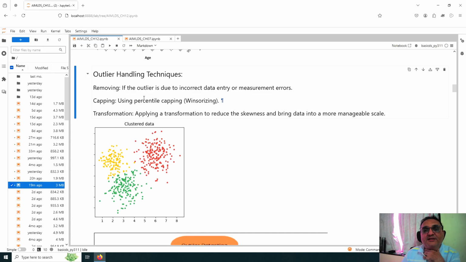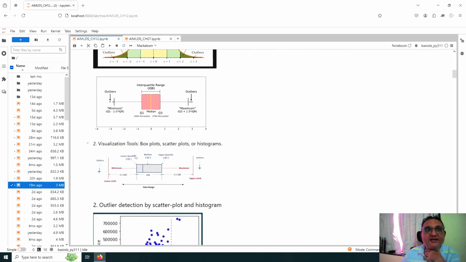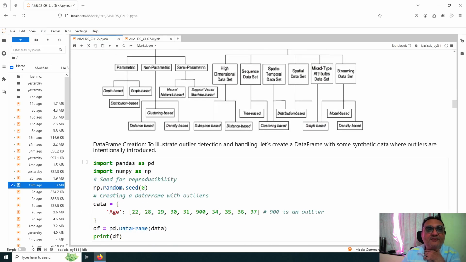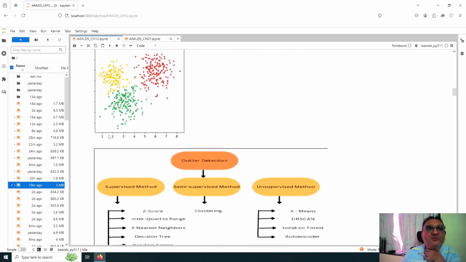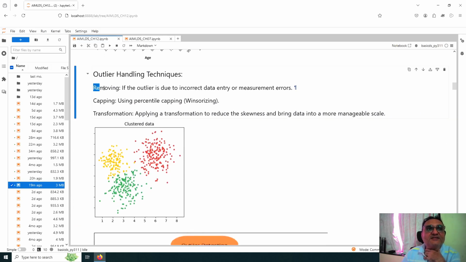In the previous lecture we covered outlier detection and found some techniques for it. Now we want to look at what to do if outliers are found. For that we have to learn something about outlier handling. Basically, there are just three methods.